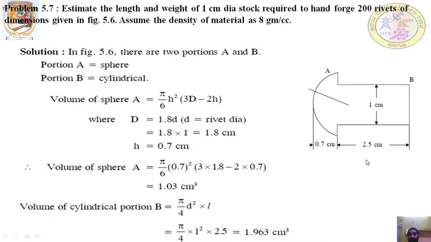In order to calculate that, you have to calculate the volume of the single rivet. To the volume of the single rivet, you add all the losses. Then that will become the bar stock required for one rivet. Multiplied by 200, that gives the volume required for 200 rivets, and multiplied by density, that will give you the weight required for 200 rivets.